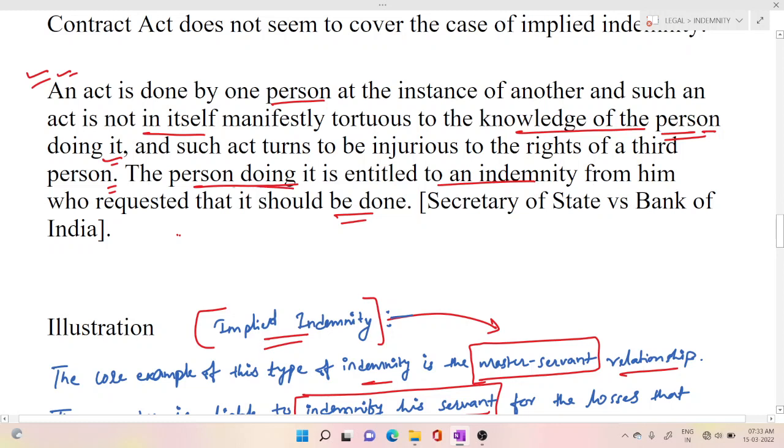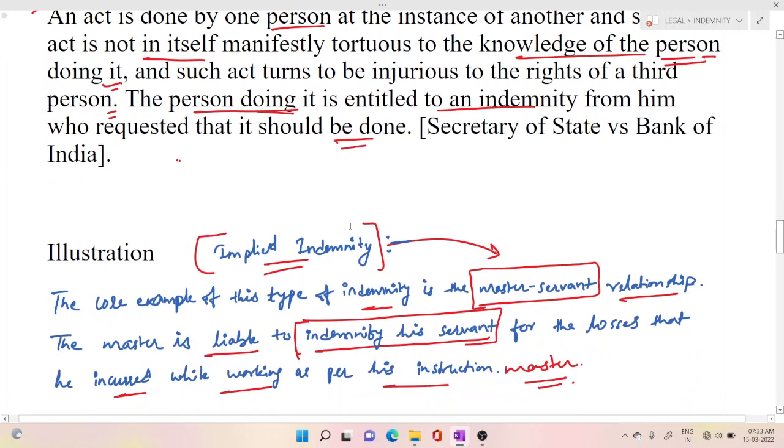Okay, let me put the servant example in this definition. The servant doing it is entitled to an indemnity from whom? From the master, who requested that it should be done. The master gives the instruction to the servant on what to do and what not to do. So it is completely the liability of the master that he should indemnify his servant. Okay, there is no written contract actually in case of implied indemnity. That's why the word implied.